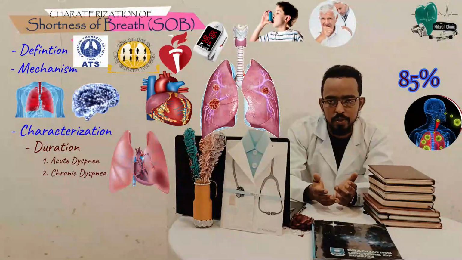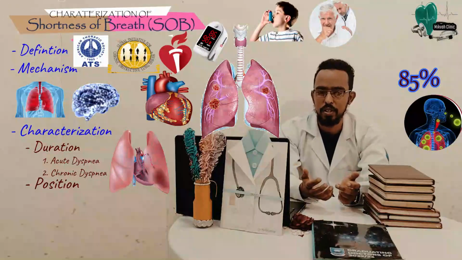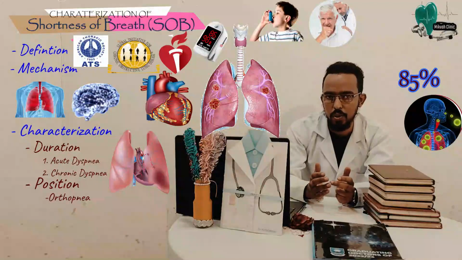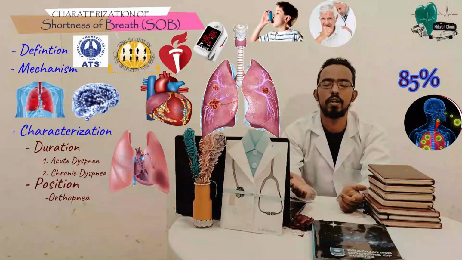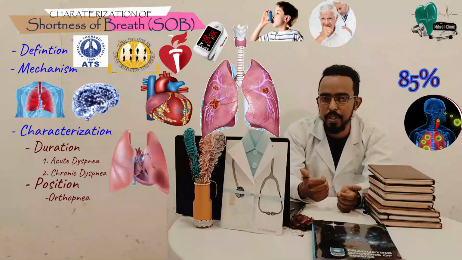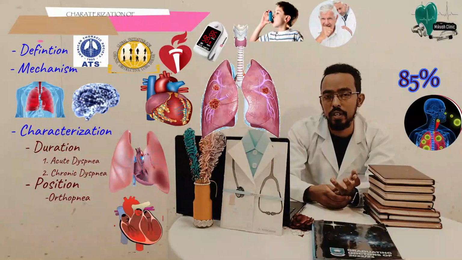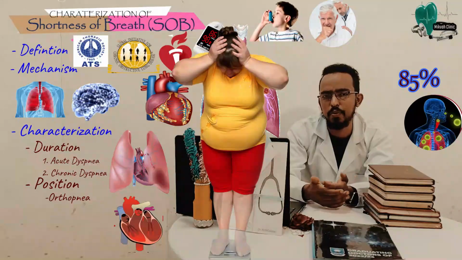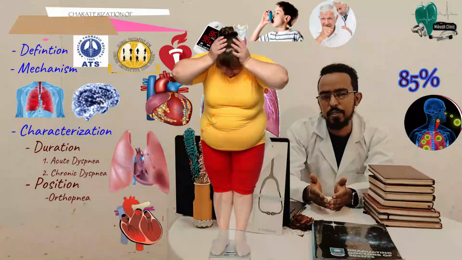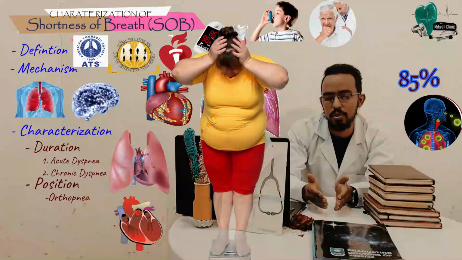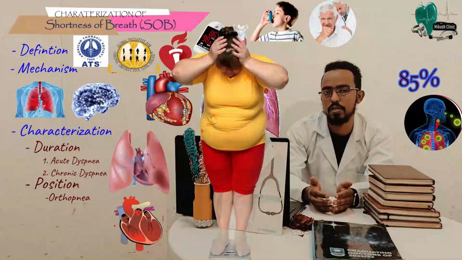If we know the duration, the next thing is we need to know at which position of the patient the dyspnea is worsening. For example, if the patient has orthopnea, it means the patient experiences shortness of breath when he is in a sleeping position, or when he lies on his back without a pillow. Orthopnea can be due to heart failure, obesity, ascites, or anything which increases intra-abdominal pressure. Knowing that the patient has orthopnea, or that the shortness of breath is worsened when he is not using a pillow, we can then know our differentials to these disease entities.